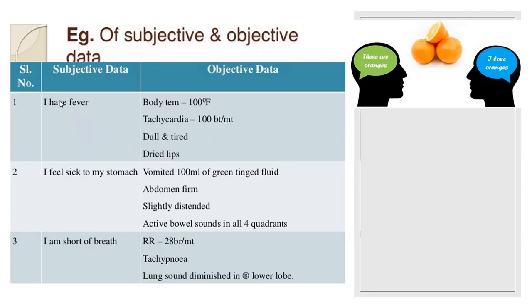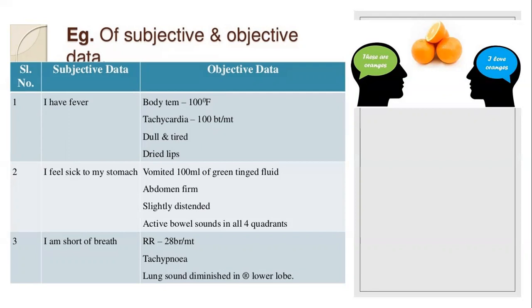So subjective data, for example, I have a fever, the patient explains. When the patient says I have a fever and you measure the body temperature and you find 100 degrees Fahrenheit, the patient complaint of fever is subjective data. Objective data is what you found after examination, like 100 degrees Fahrenheit. Patient heartbeat 100 beats per minute, and it is dull.